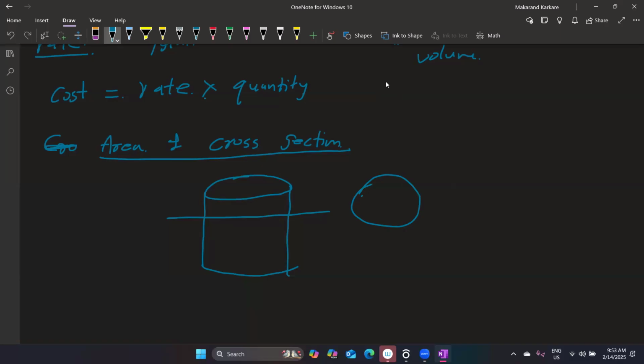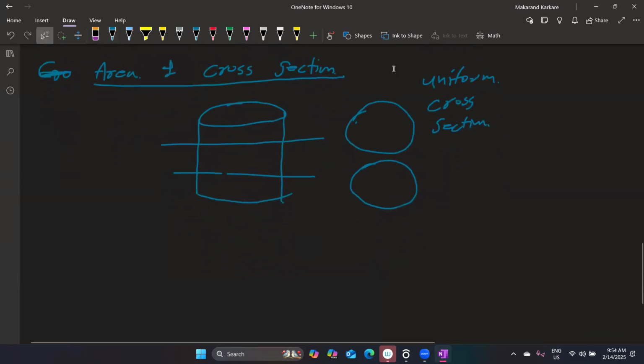Now, irrespective of where I take the cut, as long as it is a uniform cylinder, my cross section is always going to be the same circle. Does that make sense? So such solids are said to have a uniform cross section. It doesn't matter where I take the cut, the cross section is always going to be the same.